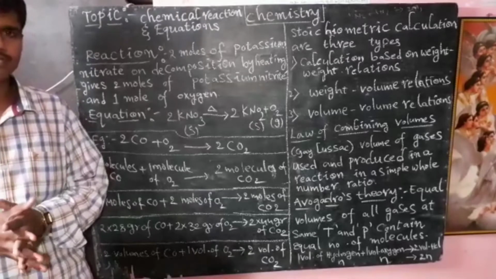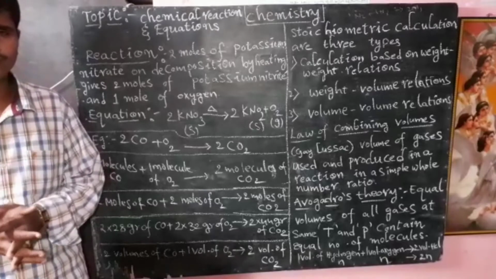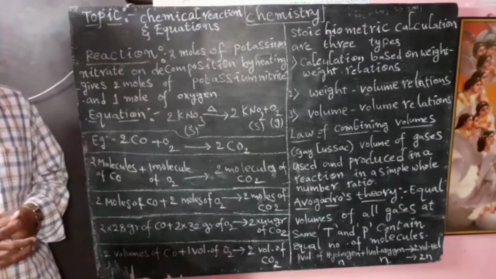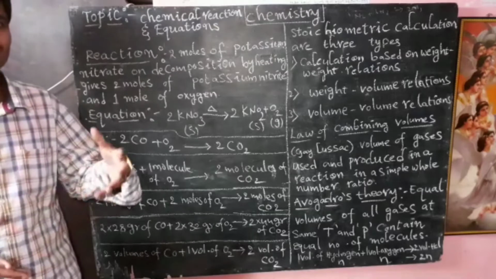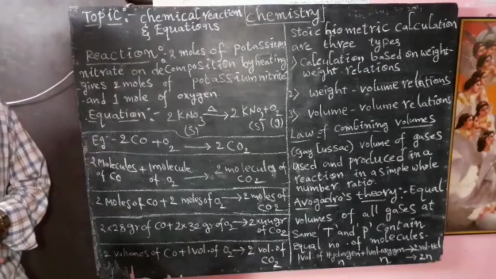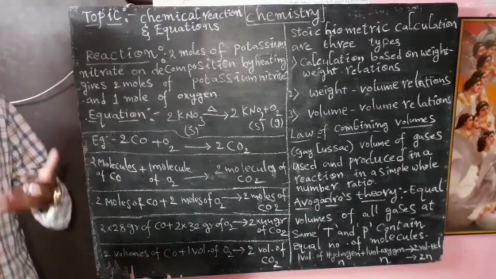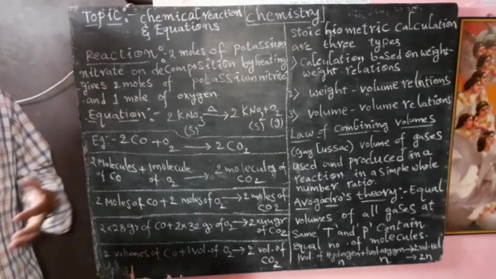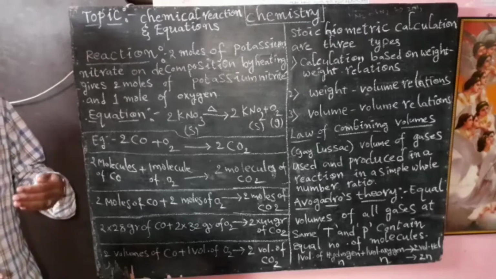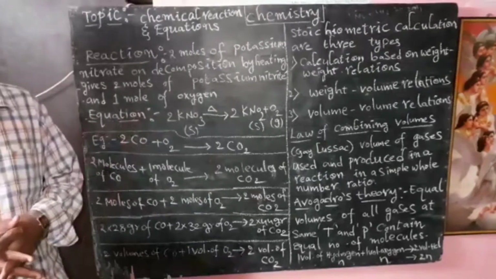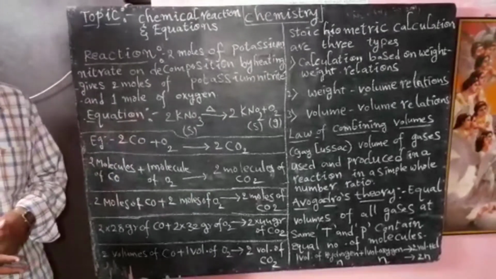Here a chemical equation is composed of symbols and formulas, and it tells about the direction of the reaction. A chemical equation also tells about the physical states of reactants and products, and whatever conditions are necessary for the reaction to take place are also mentioned in the chemical equation. Okay, this is about chemical equation.